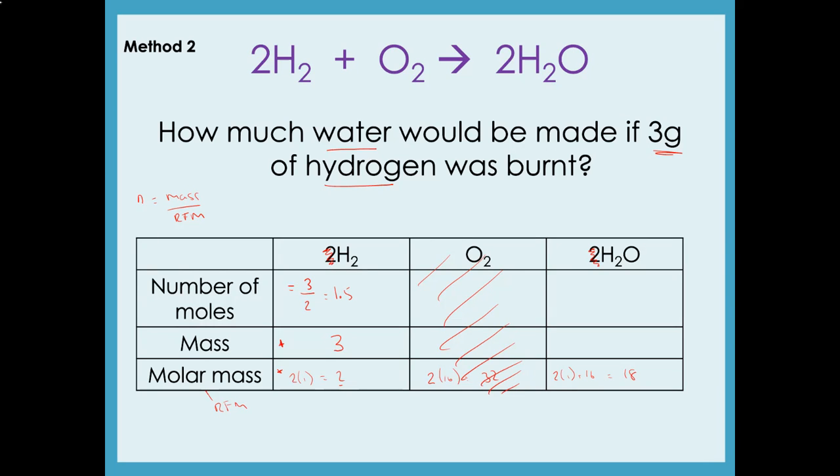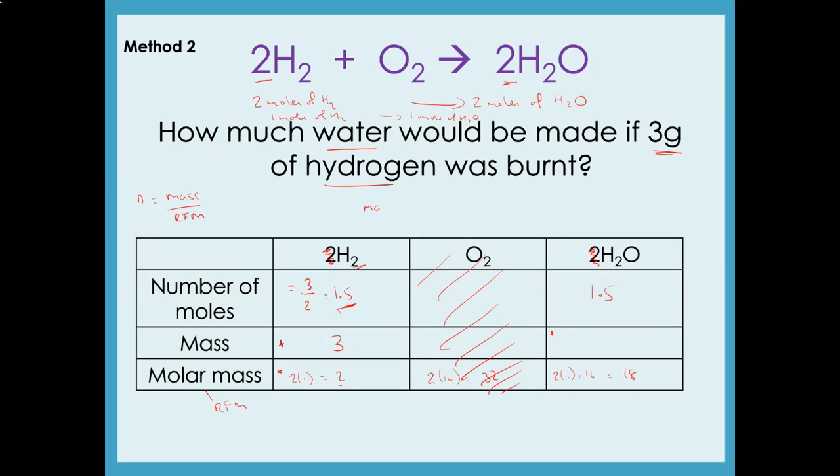And if we look in our equation, we can see that 2 moles of hydrogen gives me 2 moles of water. So that means if I've got 1 mole of hydrogen, that's going to give me 1 mole of water. So if I've got 1.5 moles of hydrogen, I'm also going to have 1.5 moles of water. And now I've just got the mass missing.